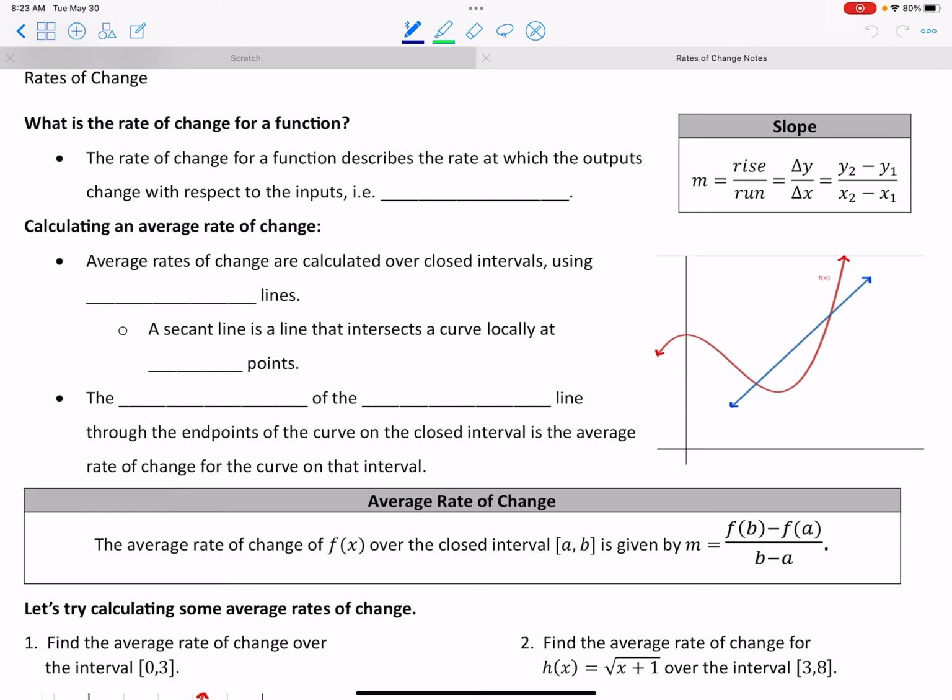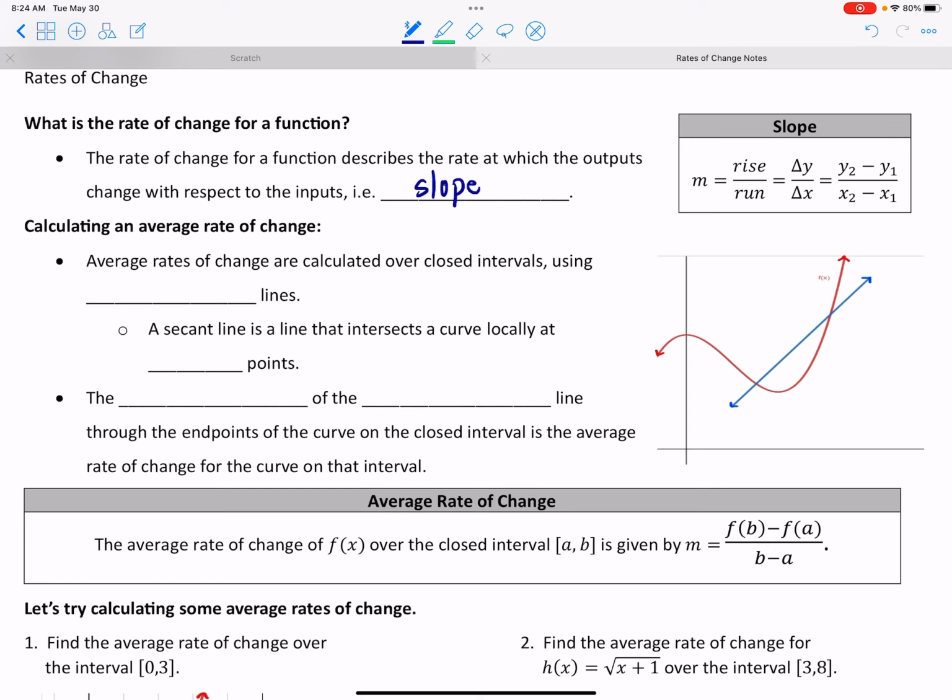So a rate of change for a function is describing the rate at which specifically the outputs are changing with respect to the inputs. And that sounds like a lot of fanciness, but I'm sure you've dealt with rate of change before. Rate of change is just slope, okay? So when we're describing the rate at which outputs change with respect to the inputs, we're talking about a rise over run or a change in y values. That's what our outputs are generally with respect to the change in the inputs, those x values. So it's just slope. Okay, the rate of change for a function is slope.